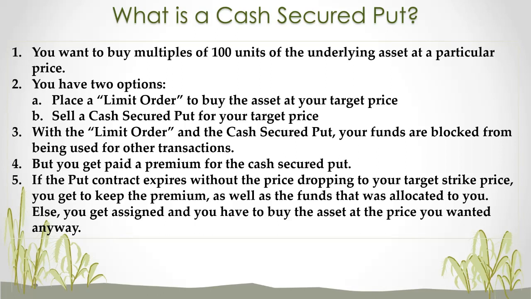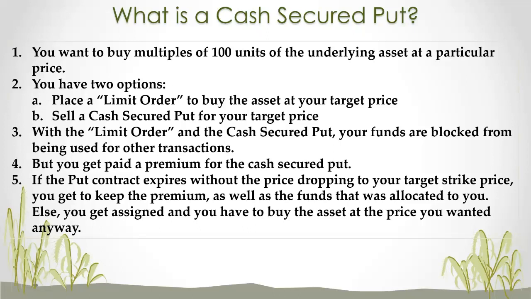So what is a cash secured put? Let's imagine you want to buy 100 units or multiples of 100 units of the underlying asset at a particular price. You have two options. Option one, you place what is called a limit order to buy the asset at your target price. So that means you're telling the exchange, only buy this asset for me when the price drops to my target price. That's option one. Option two is you sell a cash secured put.